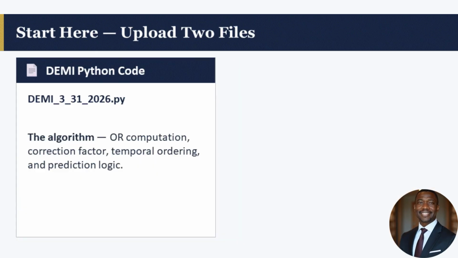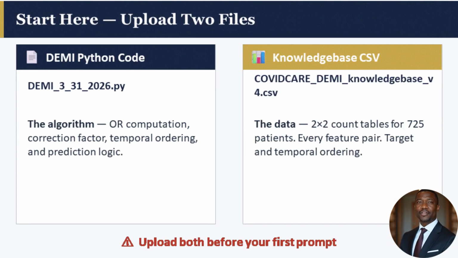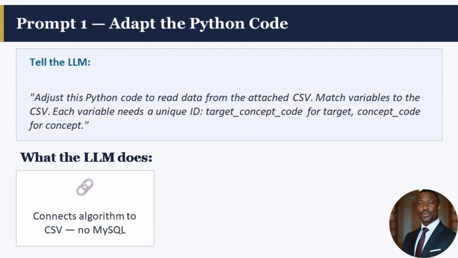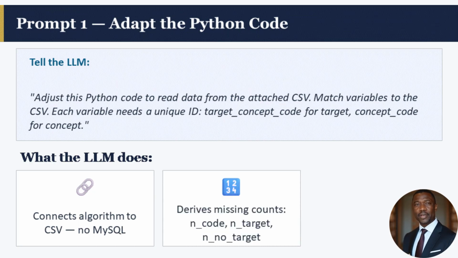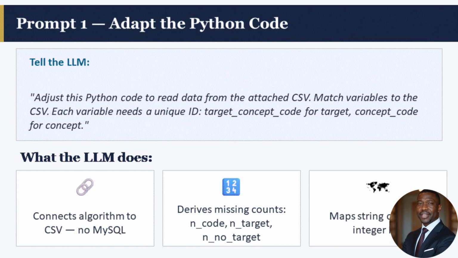Upload the file that contains the DEMI algorithm. Upload the file that includes the knowledge base. Both are required from the start. Ask the LLM to inspect the CSV column names and rewrite the database reading functions to load from the file instead of the current MySQL. This request also calculates 3 count columns that the DEMI algorithm expects, but are not stored in the CSV. Finally, the prompt builds a lookup dictionary mapping string concept codes to integer IDs.